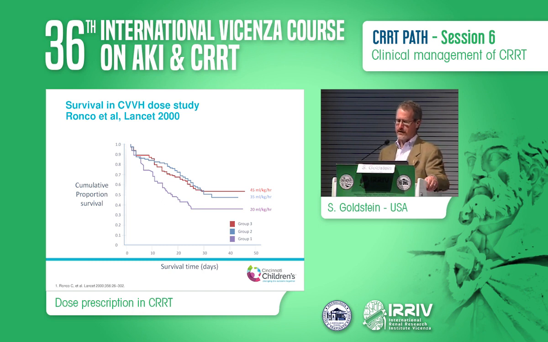And what you can see here, and what provided significant hope for us in this field, is that patients in the higher dose group of 45 or 35 mils per kilo per hour demonstrated improved survival compared to patients who received 20 mils per kilo per hour. And in patients who had sepsis, patients who received 45 mils per kilo per hour had improved outcomes compared to the other 2 groups. Now, this was a single-center study in 2000, and so while this demonstrated significant promise, it needed to be validated in large randomized multi-center trials.